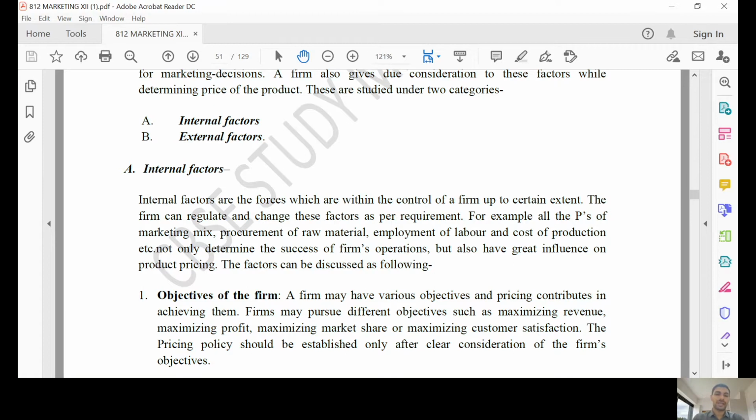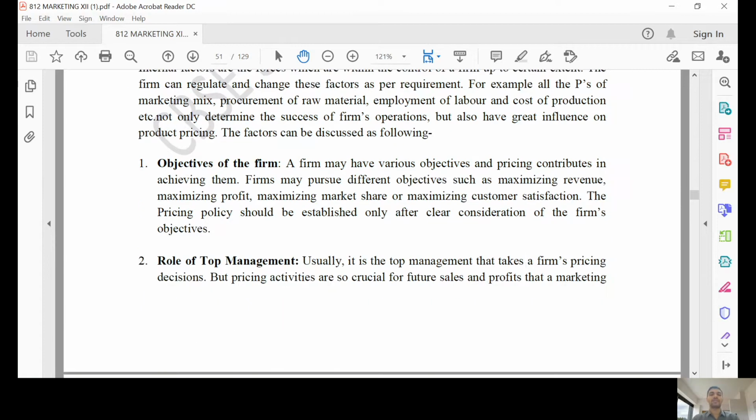Now let us discuss which are all the internal factors. First one is the objective of the firm. So a firm may have various objectives and pricing contributes in achieving them. A firm may pursue different objectives such as maximizing revenue, maximizing profit, maximizing market share, or maximizing customer satisfaction. The pricing policy should be established only after clear consideration of the firm's objective.